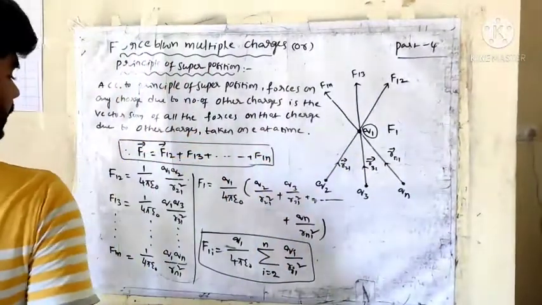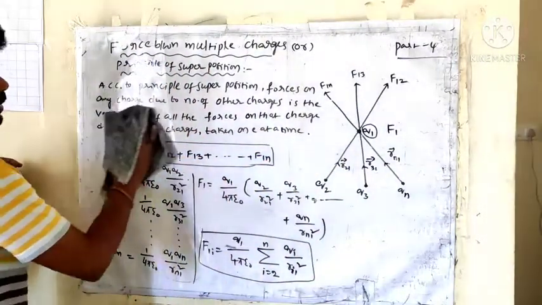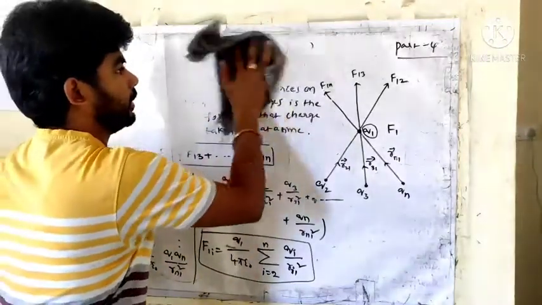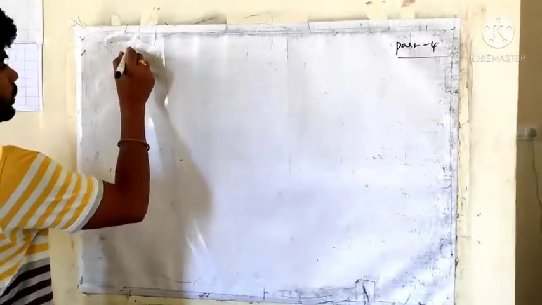Okay, next concept. So the next concept is electric field lines.